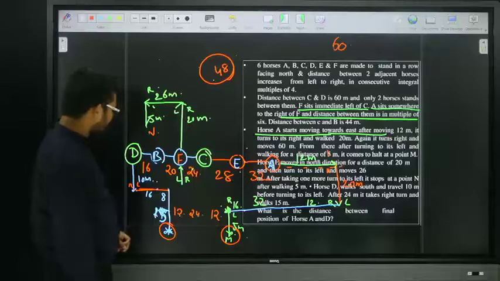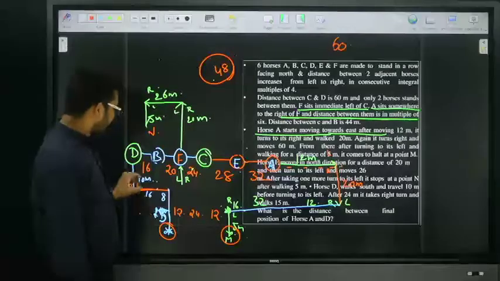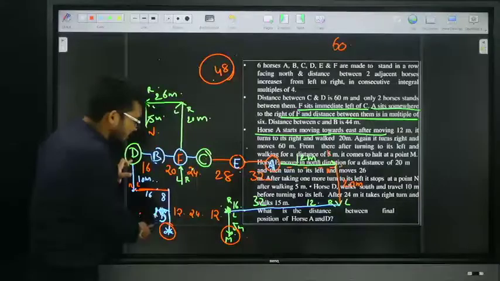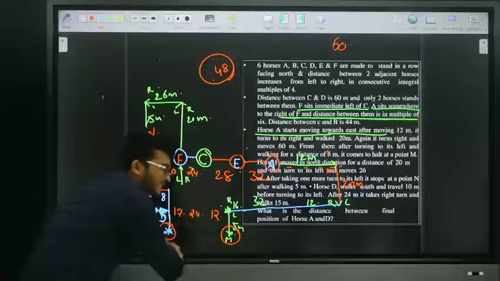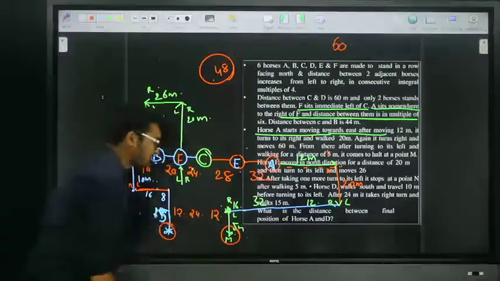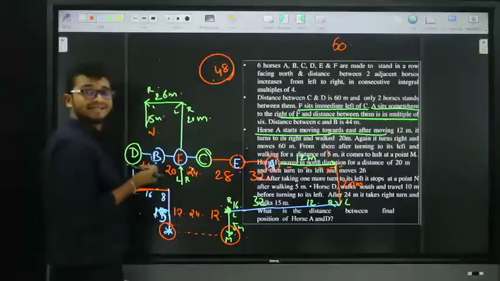Friends, here the measurement is 15. Here we are having 15, that means here we are having 10, so the total is 25. Next here 20, this one is 5. That means these two are on the same line, and now we are going to calculate this distance.